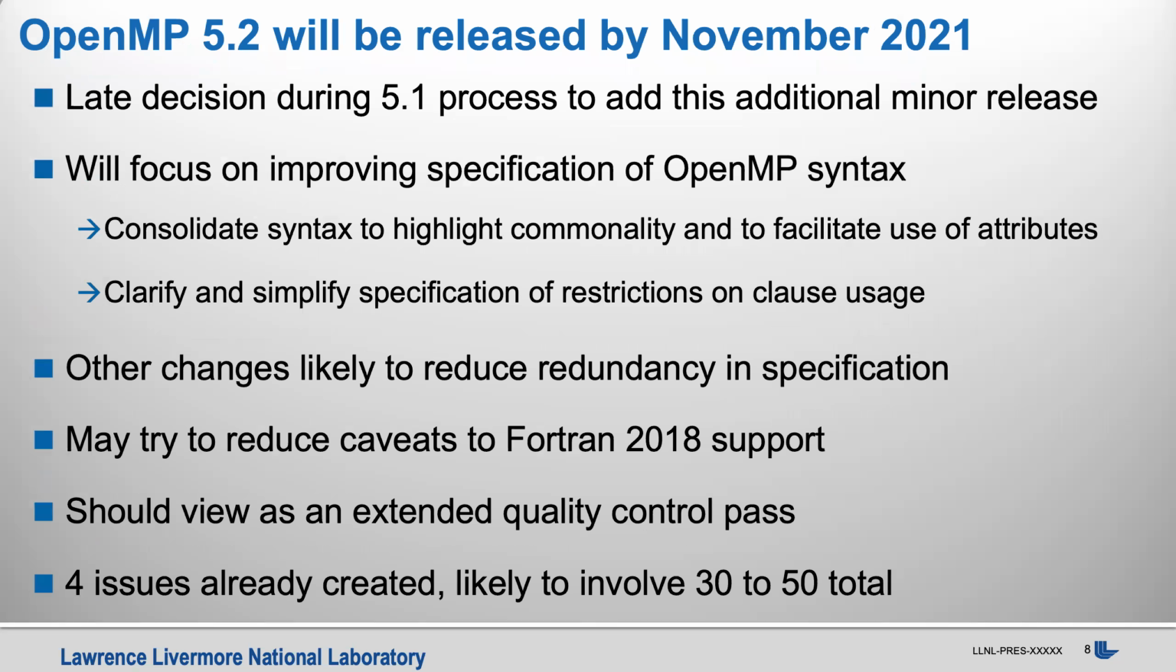All right, so the big additional news is that we've decided that we're going to have an OpenMP 5.2. The plan is that 5.2 will be released no later than a year from now. We're hoping to get it done sooner than that, ideally by late spring or early summer of 2021. The decision to have this additional minor release came about late in the 5.1 process.